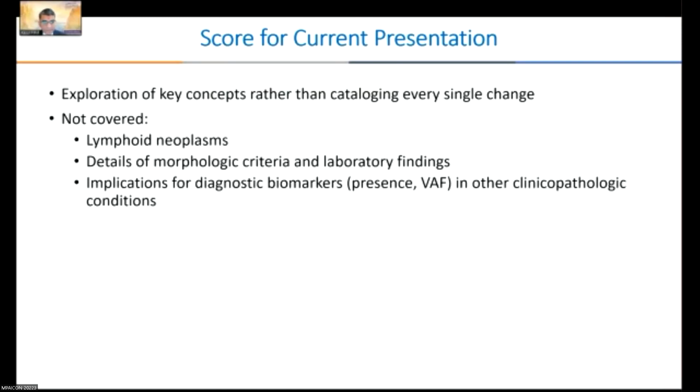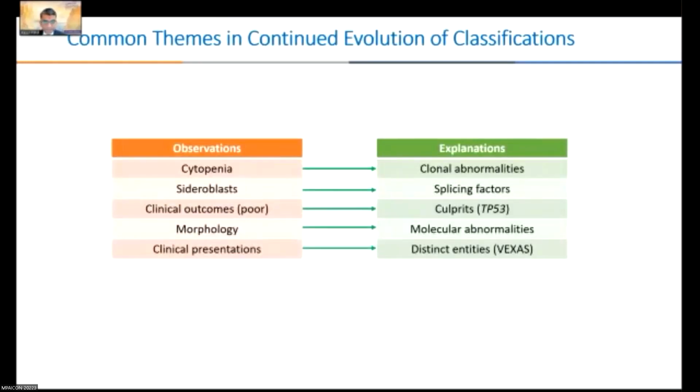I won't be covering the lymphoid neoplasms. I won't be going too much into the morphologic criteria and the laboratory findings. Those are all topics of larger discussions on their own. And I won't be going into the molecular biomarkers themselves, such as what if the same biomarker at a different VAF is detected, or what if the same biomarker is detected in a different situation. These are definitely great questions to ask and to address using scientific data, but again, beyond the scope of what we are trying to accomplish, which is reviewing some key changes and how we can move forward from the diagnostic standpoint.